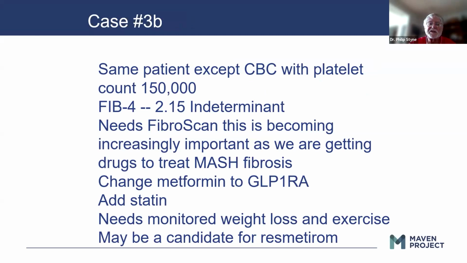Okay, so this is the same patient, but a little bit different. So their platelet count is low normal. Their FIB4 is in this intermediate range between 1.6 and 3.6. They need a FibroScan to see how much fibrosis they have. They've got to be changed to a GLP drug. They need to be on a statin, and they may be a candidate.